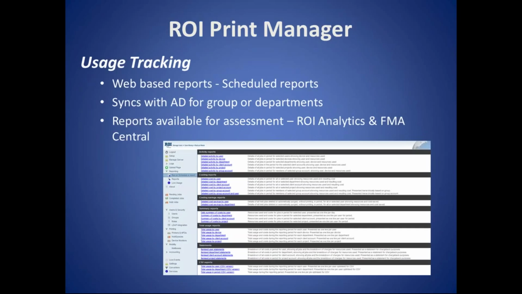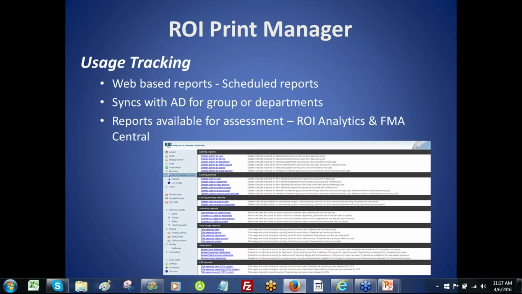Usage tracking, the nice thing about ROI is we can do scheduled web-based reports. We can also sync these with Active Directory, so we can do group or departmental reports. And these reports are also available for doing a print assessment. And so we can see the reports in ROI Analytics, which is a separate reporting tool, or we can also see these reports inside FMAudit Central. So three ways to actually get your reports there.